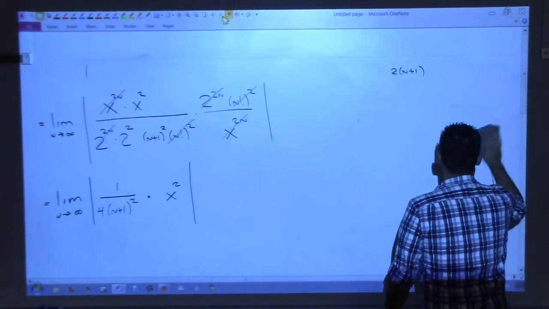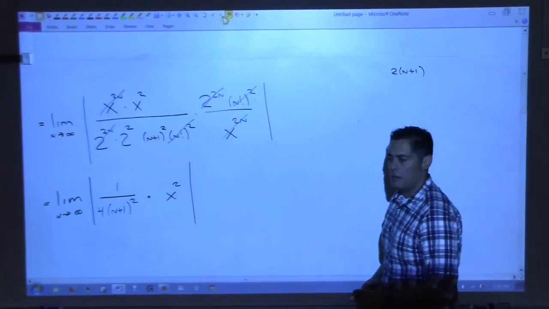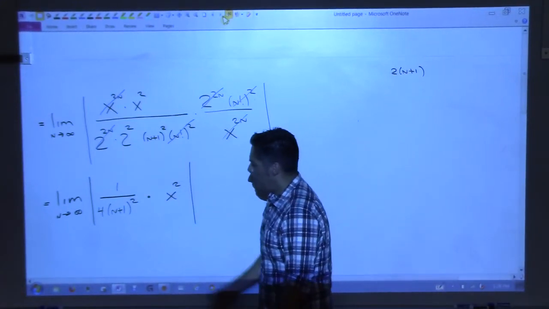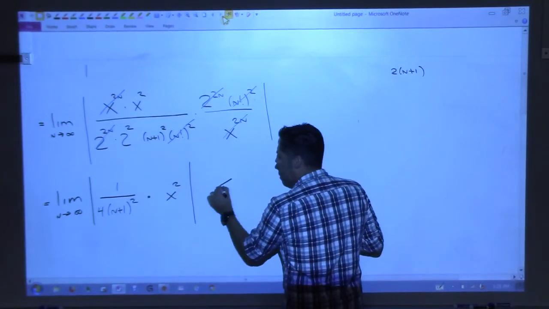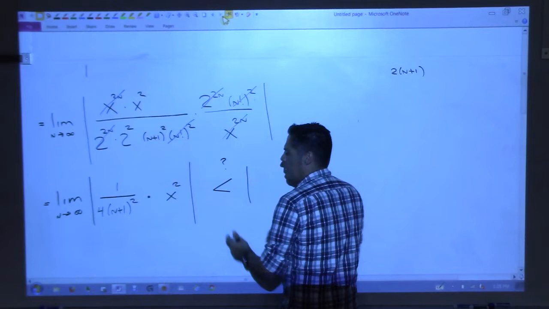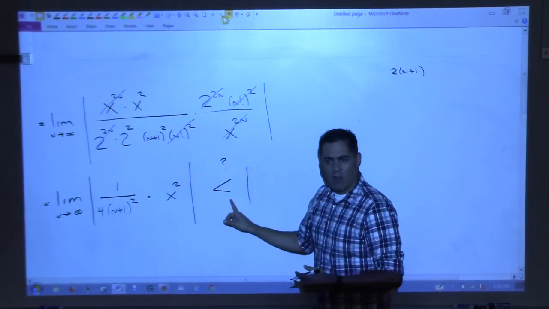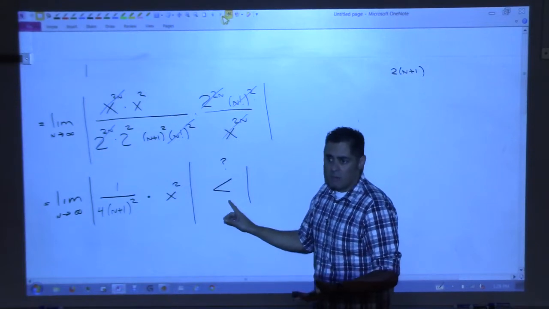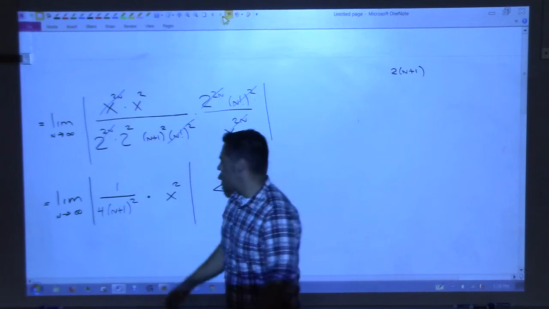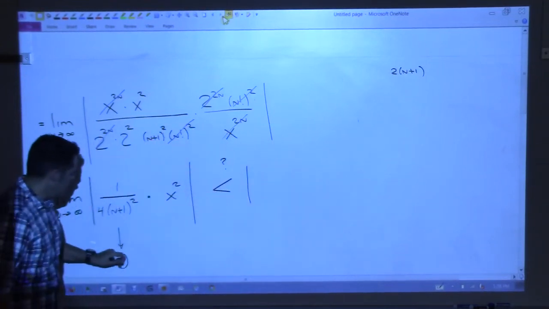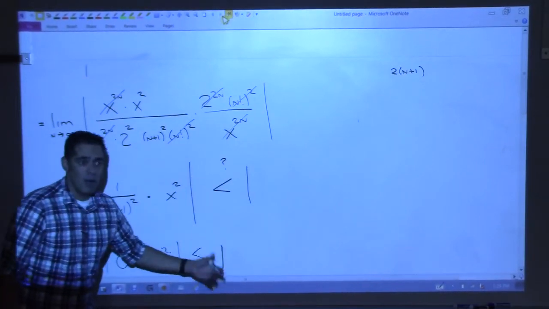So what happens as n goes to infinity? This goes to 0, right? And so our question was, is this thing going to be less than 1? Like we said, for what values of x will this stay smaller than 1? And it turns out any value of x will work because this is going to go to 0, right? So this is headed to 0, and 0 times x squared, well, that's going to be less than 1, right?